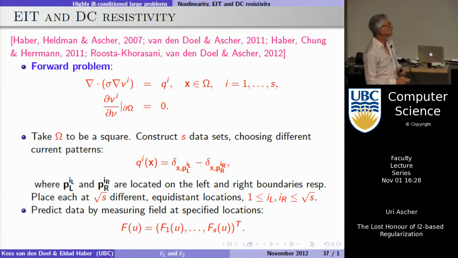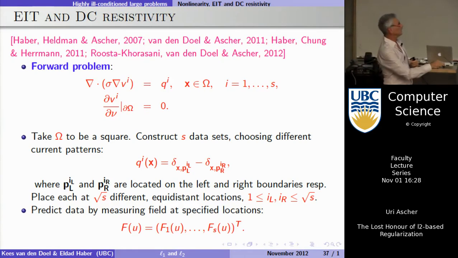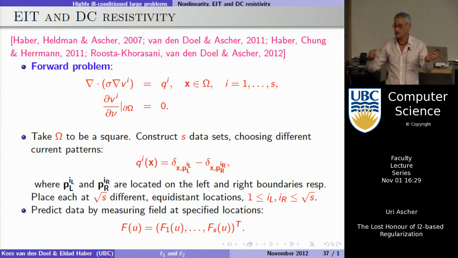Let's say that our domain is a square, and we have points on the two walls of the square, and we vary them, and we look at each pair, and from each pair, we construct a Q_i by a delta function. It's a point source, and we obtain in this way a bunch of experiments. If you give me sigma, I will have a U that relates to that sigma that will allow me to predict the data. Then I compare the predicted to the observed data, and from this I want to reconstruct sigma.